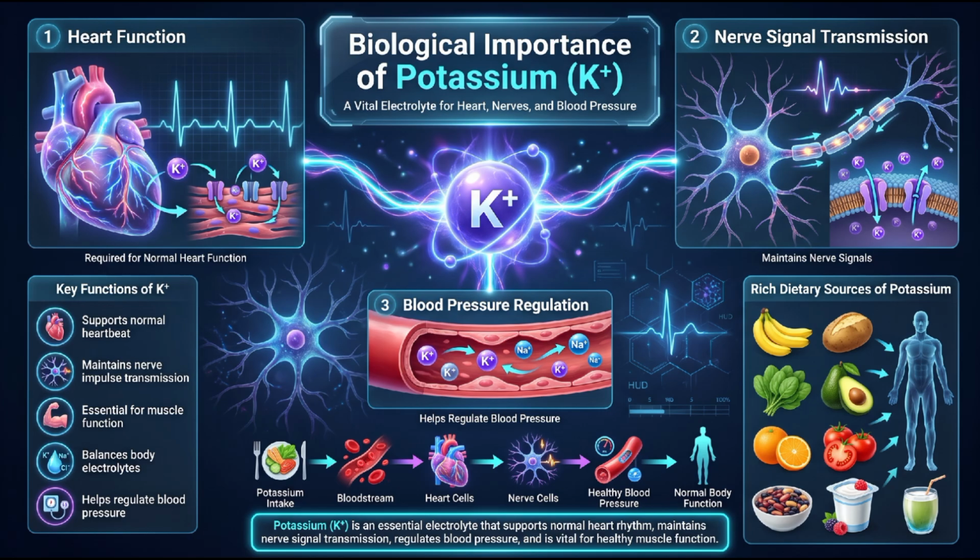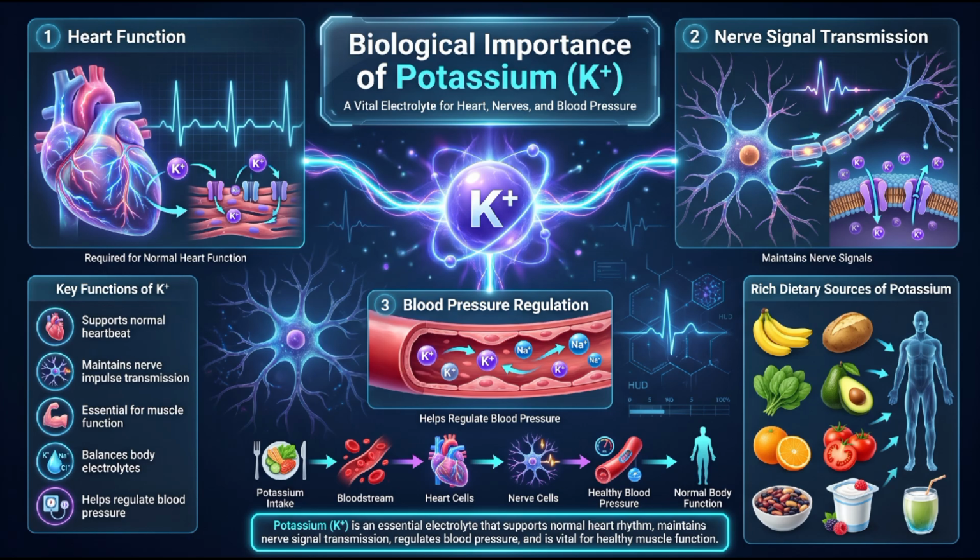Although potassium is essential for life, both deficiency and excess can cause serious health problems. Potassium deficiency, known as hypokalemia, may result from prolonged vomiting, diarrhea, excessive sweating, certain medications such as diuretics, or inadequate dietary intake. Symptoms include muscle weakness, fatigue, constipation, muscle cramps, irregular heartbeat, and impaired nerve function. In severe cases, hypokalemia can cause dangerous cardiac arrhythmias.